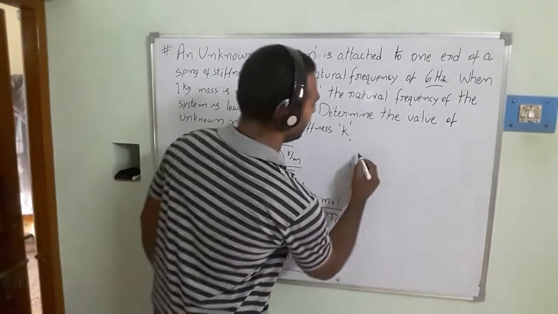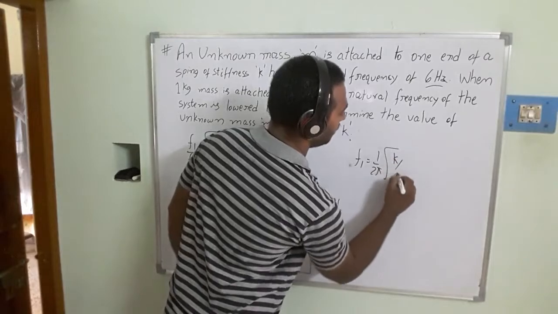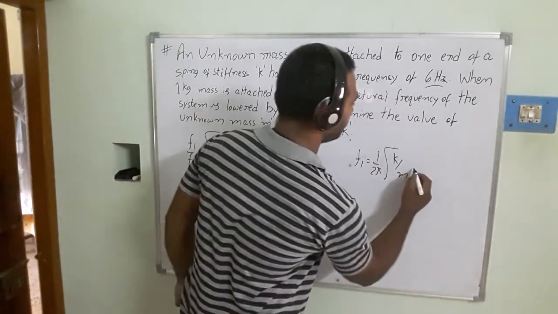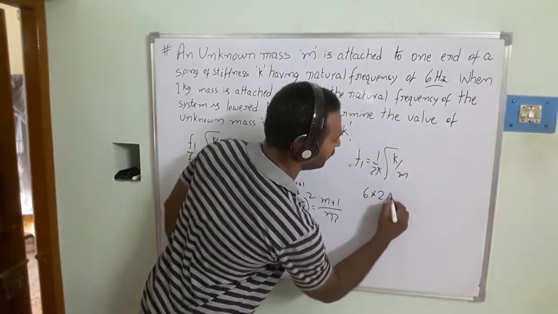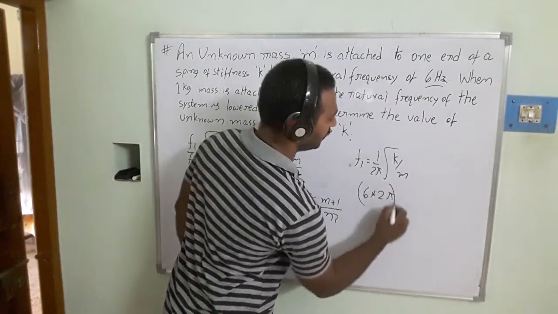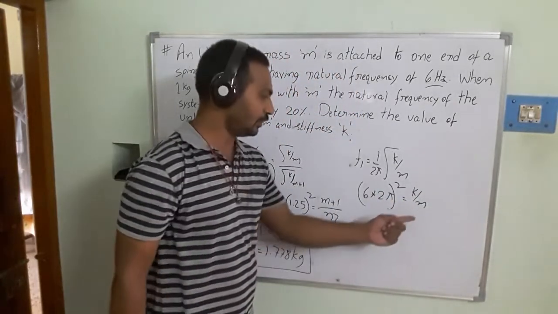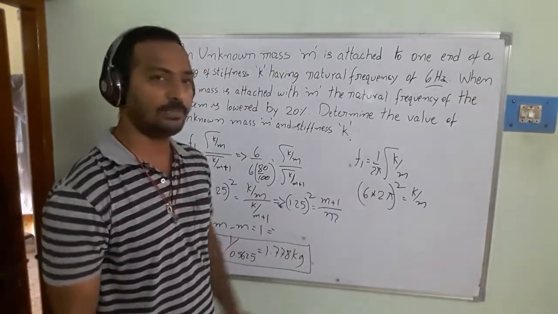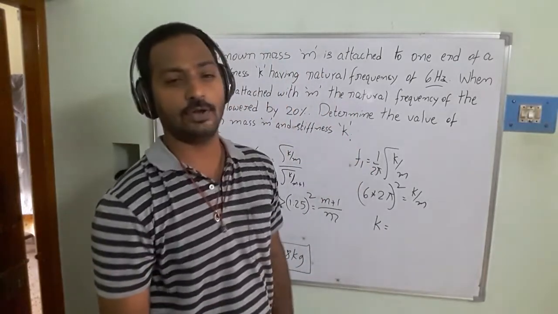Right? f1 is equal to 1 by 2 pi square root of k by m. f1, what is the value? 6 Hz, already it is available. So I am going to be substituting 6 into 2 pi, taken to this side, that is going to be whole square, that is equal to k by m. As we know that m is equal to 1.778 kgs, thus I am going to be multiplying. Finally, the k is equal to, what is the value we are going to be getting here?